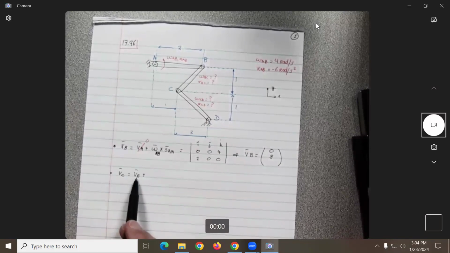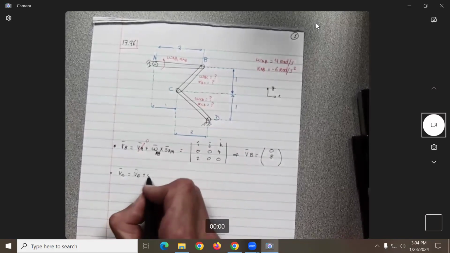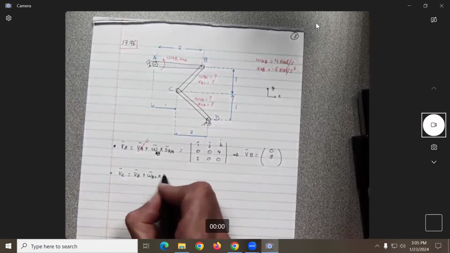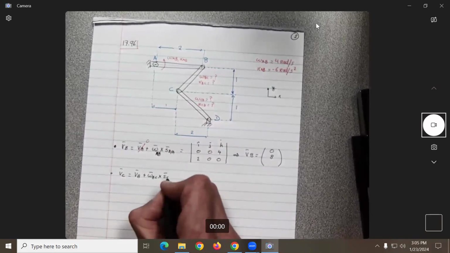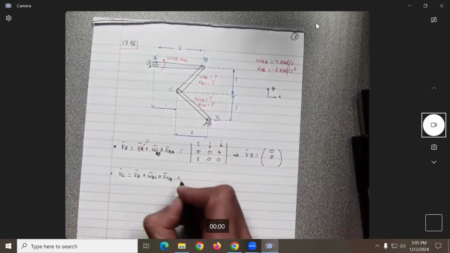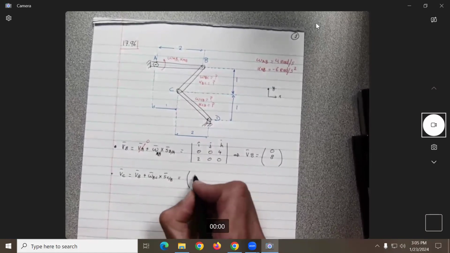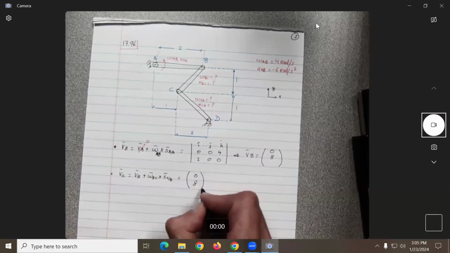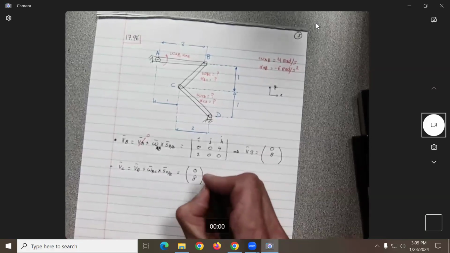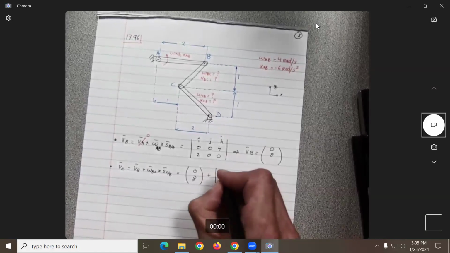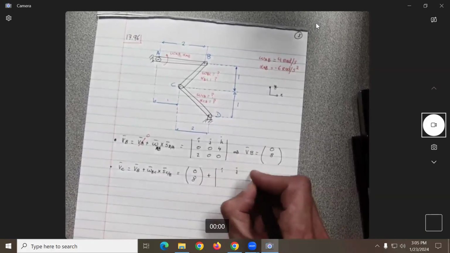Now, this will be what? VB plus the angular velocity of which bar? BC, cross, then this one will be S of what? C over B. C with respect to B. Perfect. So what is VB? Yes, 8 in the J direction, or 0.8. Okay. Plus IJK.